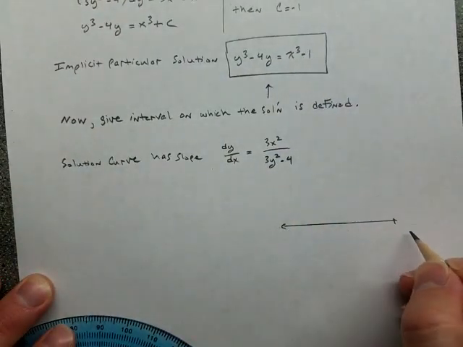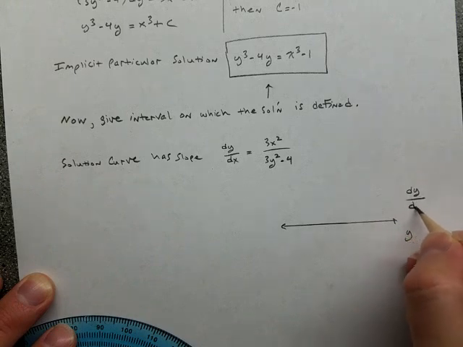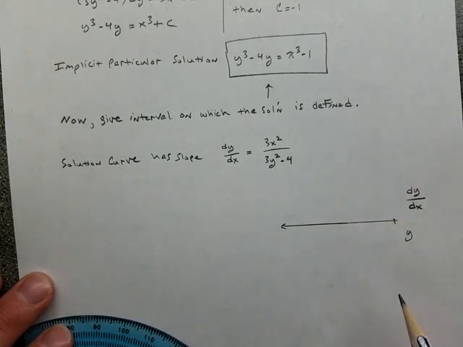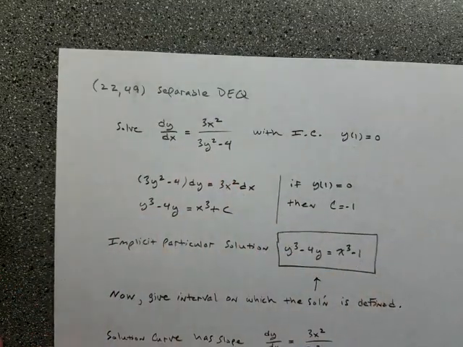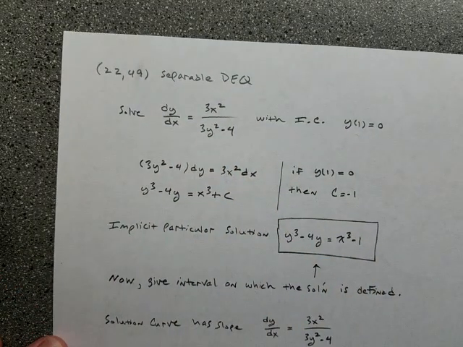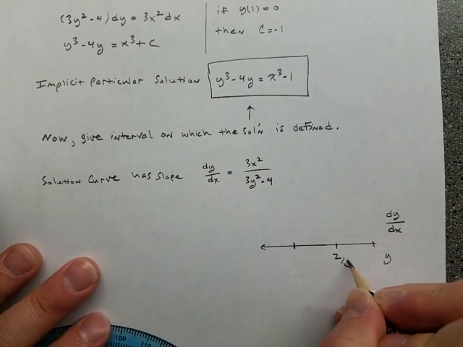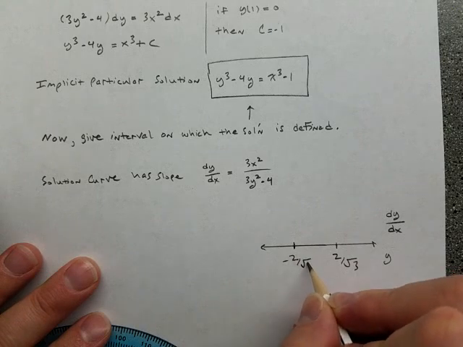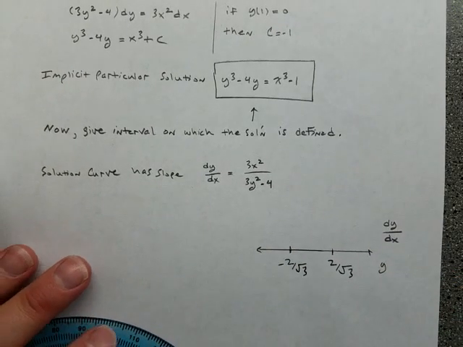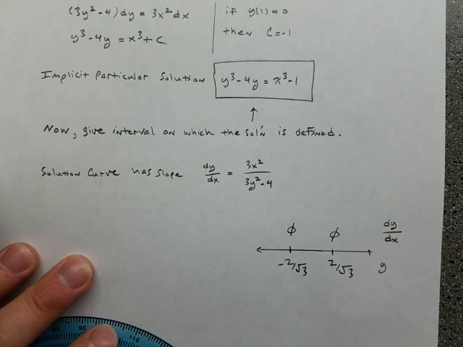So here is how dy/dx varies with y. So what's it going to take to make 3y squared minus 4 equal 0? Just set it equal to 0 and solve it. You'll get 2 over root 3 and -2 over root 3. And it's undefined. I'm going to write that, okay?